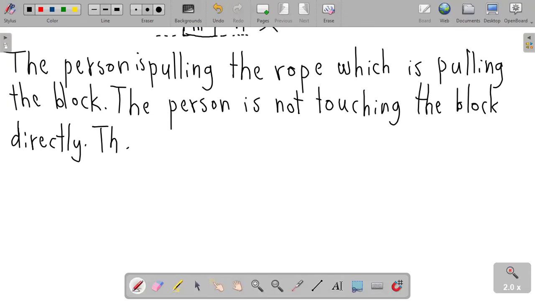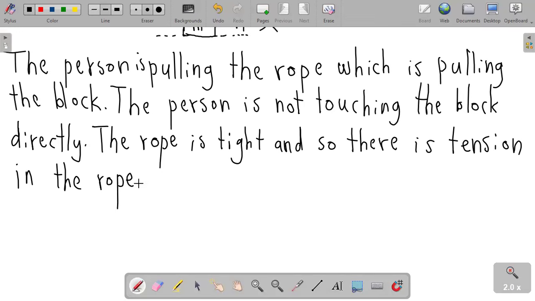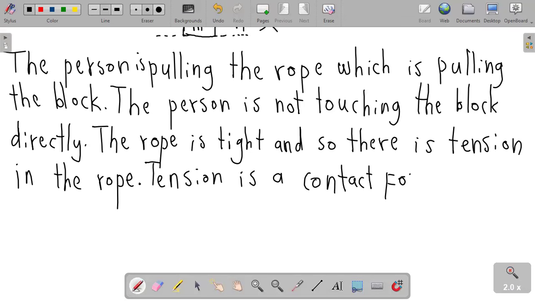So the rope is tied, and so there is tension in the rope. Tension is a contact force.